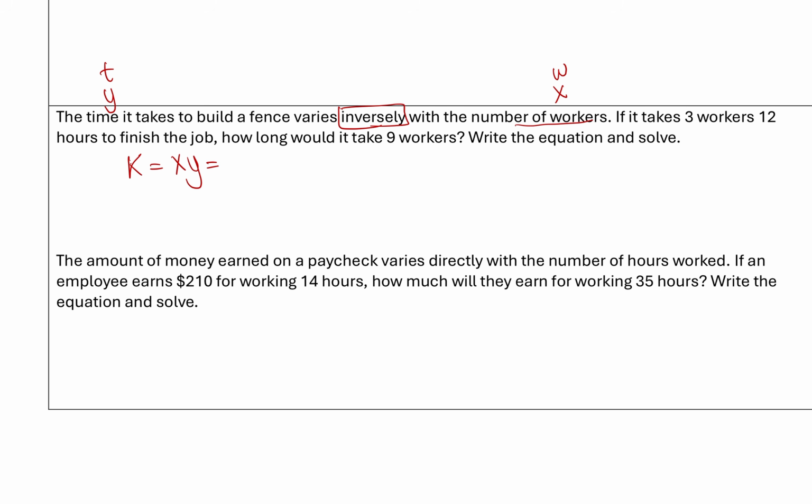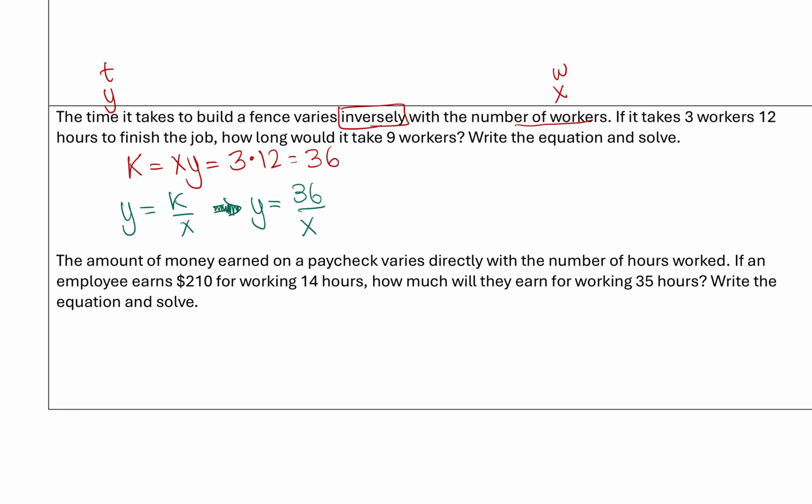So if I put this together, I have what? It takes 3 workers, right? So that's going to be my 3 for x times 12, right? And that's going to give me what? 36. So that's my constant of proportionality. From there, I know that the equation for the inverse function is given to me by y is equal to k over x. And from there, we substitute it in. So this will now turn into y is equal to 36 over x.